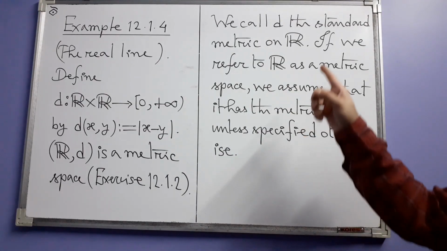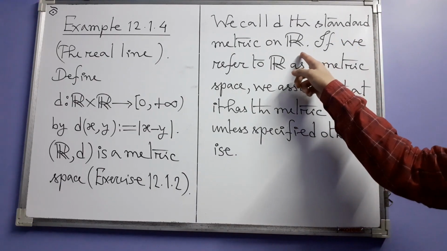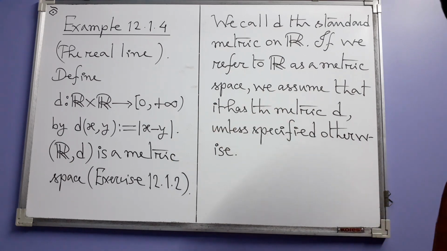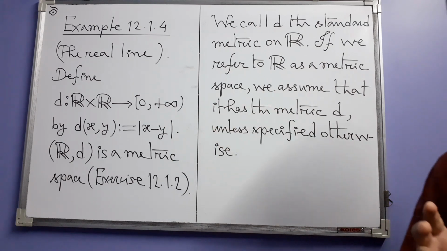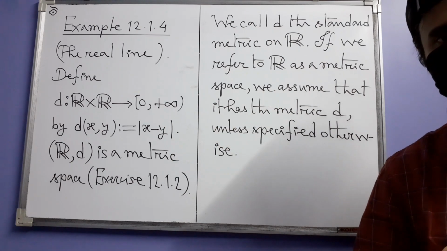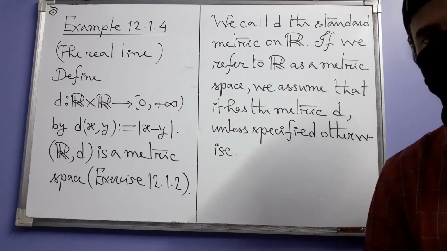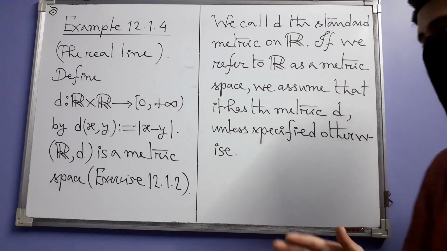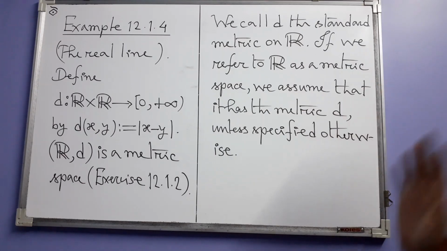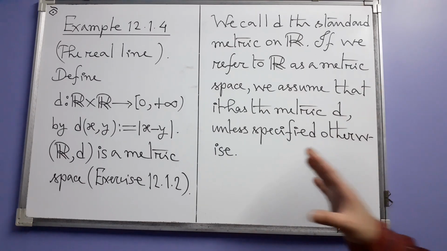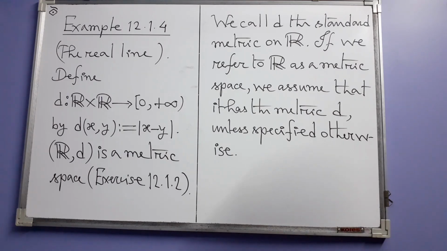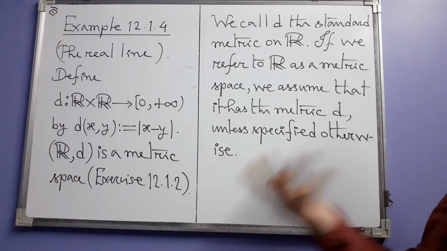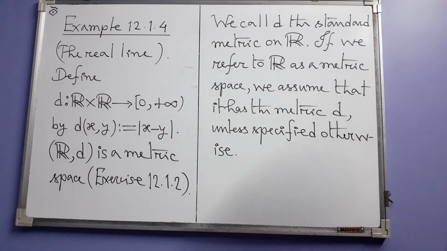Now, this metric is called the standard metric on R, this specific d, and if we simply say that R is a metric space without saying explicitly what the metric is, it is to be understood that the metric is d unless specified otherwise, because there are other metrics also on R. Another important metric, which is going to come, is called the discrete metric. So that is the first example, which is nothing new.